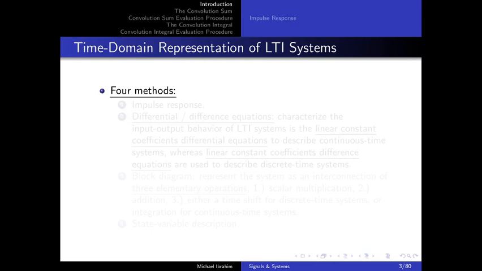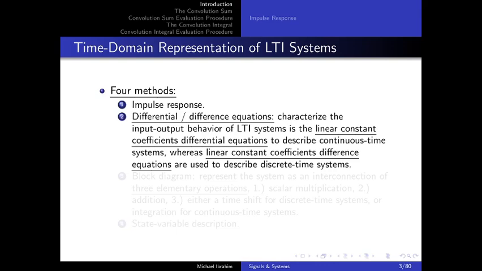We have actually four methods of representing the LTI systems, of describing the relation between the output and input. The first method is the impulse response, and this will be the focus of this chapter. We mainly in this chapter will focus on the impulse response and what it actually is and how we can use it to describe the relation between the output and input. The second method is using differential equations or difference equations, where the LTI system is characterized by differential equations or difference equations, and then we can describe the system using this equation.